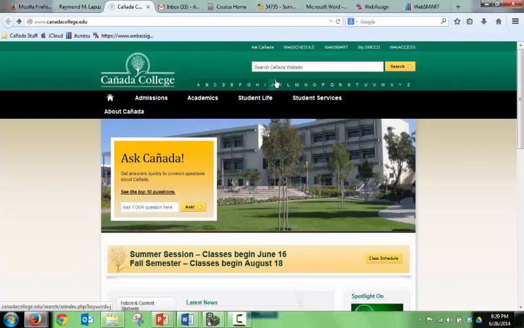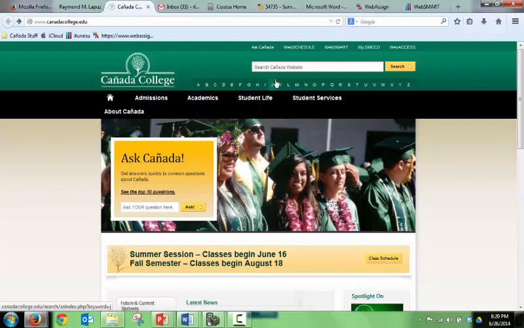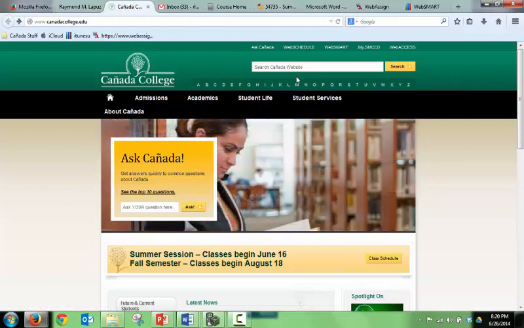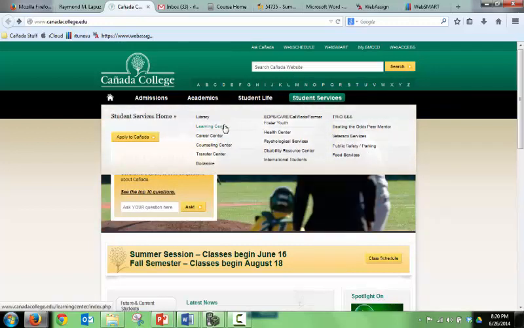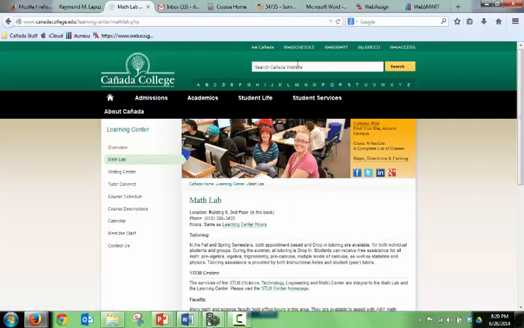I wanted to point out the formula sheet that Frank has, and if you were able to go to his workshops, that's great. If not, you can still get access to his stuff. If you go to Cañada College's homepage and go to Student Services, or maybe you can just search the Learning Center or something. You click on the Learning Center site, and there's a math lab, or maybe you can just look for math lab at the Cañada search.